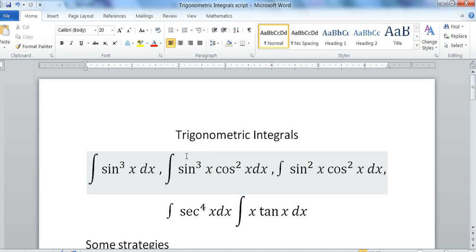So today we are going to talk about trigonometric integrals. So first of all, what is a trigonometric integral? A trigonometric integral is an integral which has a trigonometric function in the integrand.